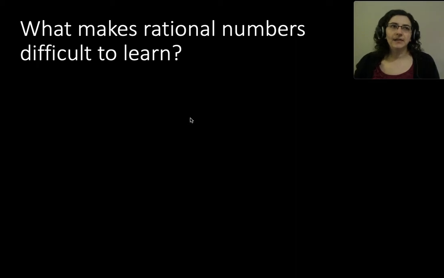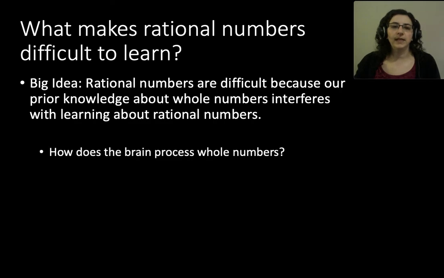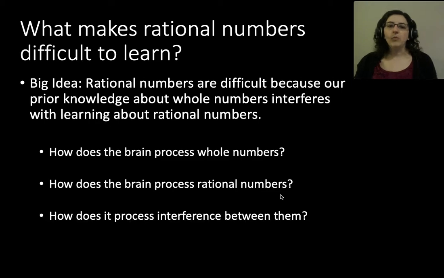The big idea that is the underlying hypothesis for our work is that rational numbers are difficult because prior knowledge about whole numbers interferes with learning about rationals. So things that we've learned about whole numbers make it hard for us to process rationals. I'll give you an example in a minute. But in order to test this idea, we need to know, how does the brain process whole numbers? How does the brain process rational numbers? And what happens when there's a conflict between what we know about whole numbers and what we're trying to learn about rational numbers?